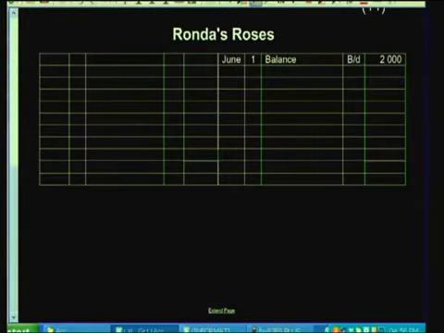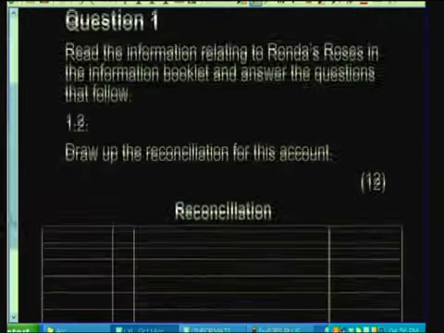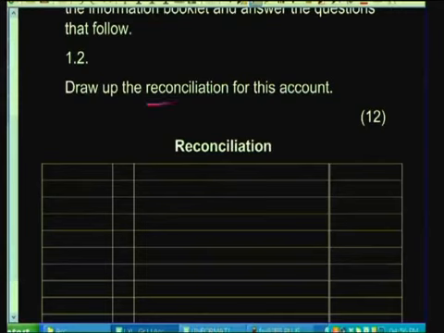Then the second part of the question simply asks us to draw up the reconciliation for this account. So this over here is a creditor's reconciliation. Two parts that we have to do: update our own creditor's control account, and then secondly, draw up the reconciliation. This is exactly the same as a bank reconciliation question where you first update the bank account in your general ledger, work out your new balance, and then use that new balance to prepare the bank reconciliation. So let's have a look at the information.